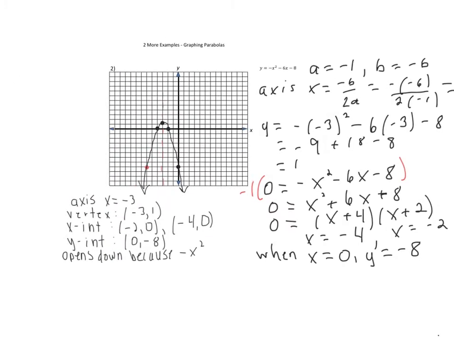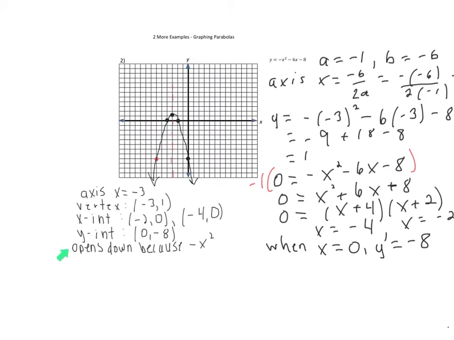So at the end, make sure you answer these questions out here. Axis was x equals -3. Vertex is the high point in this case, (-3, 1). X-intercepts, we have 2 of them, (-2, 0) and (-4, 0), which were the points right here and here. And then the y-intercept was (0, -8), which is this point right here, and it opens down because of that negative at the beginning, the -x squared.